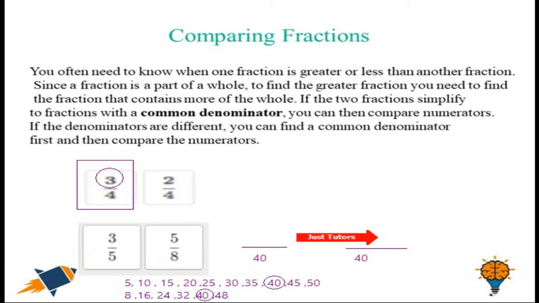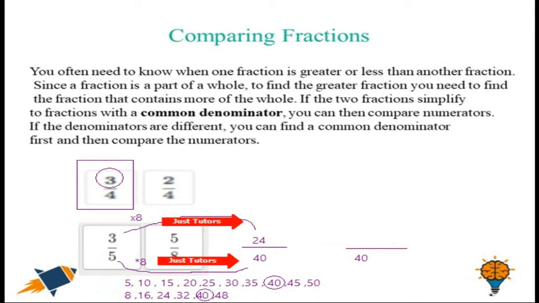And so the rule says that whatever you do to the bottom, we'll do the same thing at the top. So 5 times something gives you 40. We'll work out that 5 times 8 gives us 40. So we'll multiply the numerator, which is 3, by 8 as well. So that is 24 at the top. Now we'll do the same thing with the other fraction. 8 times something gives you 40 at the denominator. We've worked out with the help of the times table that 8 times 5 is 40. So we'll multiply the numerator, which is 5, by 5.